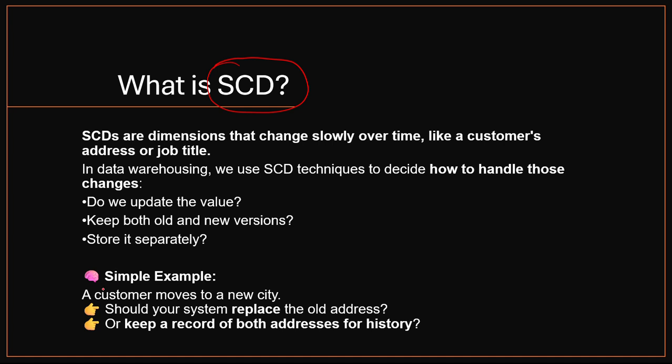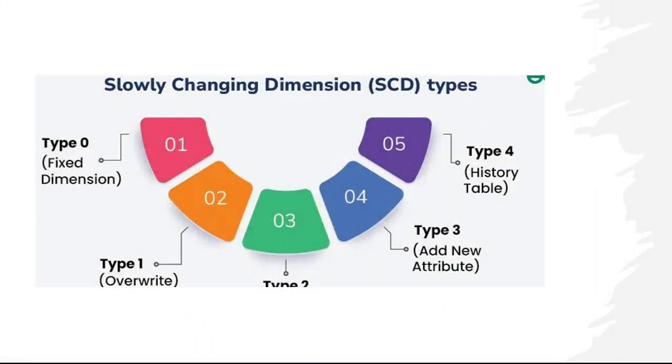A simple example, as I said before, is a customer moving to a new city. You need to decide whether to replace the old address or keep both records. This is something that needs to be decided by the business, and there are some techniques for that which we are going to see in the upcoming slides. There are five types of slowly changing dimensions, and we'll be seeing them one by one.